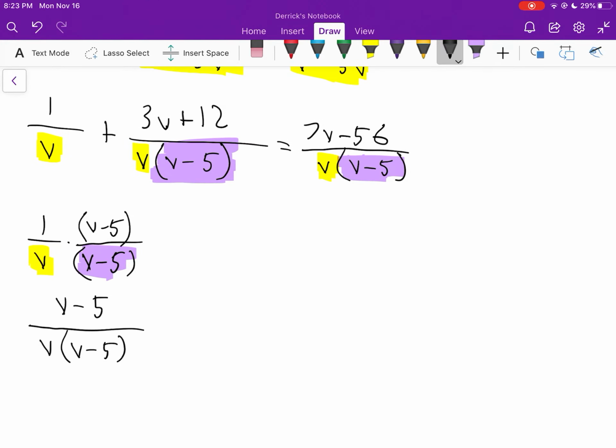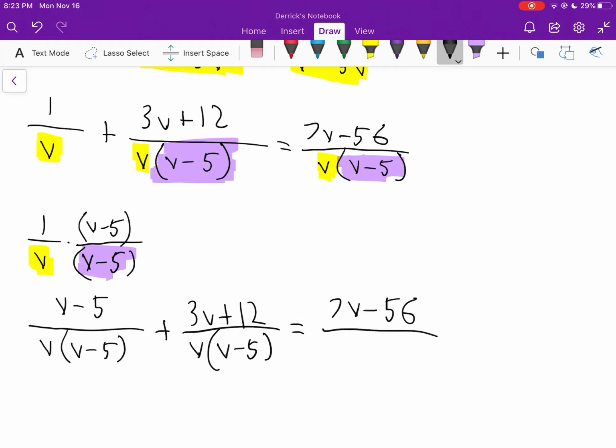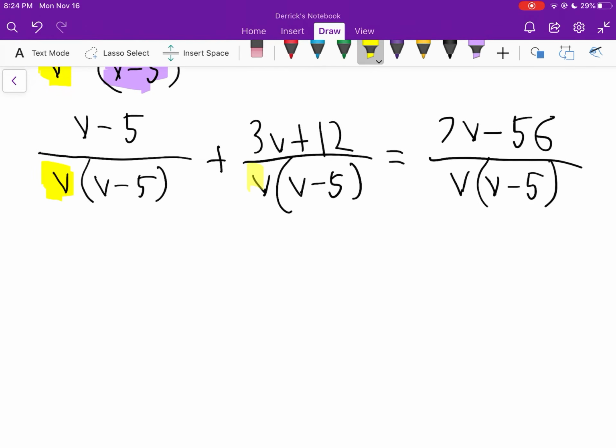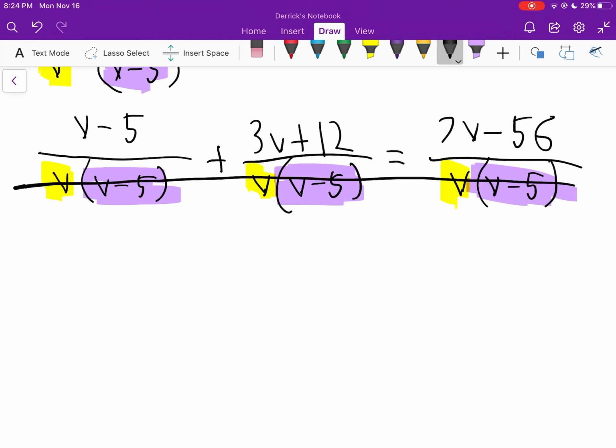So now I'm just going to rewrite the other two fractions. 3v plus 12 over v times v minus 5 equals 7v minus 56 over v times v minus 5. And now when we look at this, we can visually see all three of these fractions have a standalone v and v minus 5 as a quantity. And since all three of those have exactly the same denominators, we can now just completely ignore those and just solve out the numerator. The idea with that is we're multiplying the entire equation by v and v minus 5 and canceling it out.